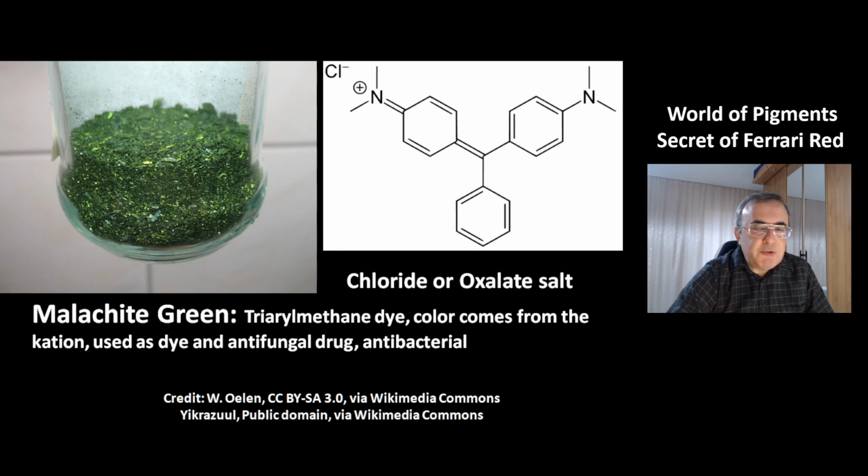This is a malachite green. It can be a chloride or oxalate salt. The structure is a triaryl methane dye. Color comes only from the cation. It is used as a dye and antifungal drug, and it is antibacterial. And again you have this principle of conjugated pi-electron systems with a donor and acceptor.